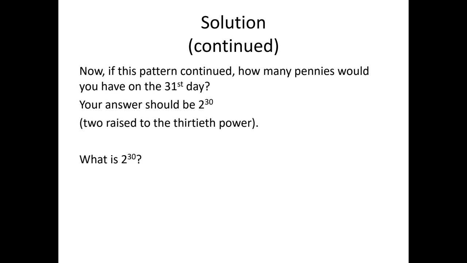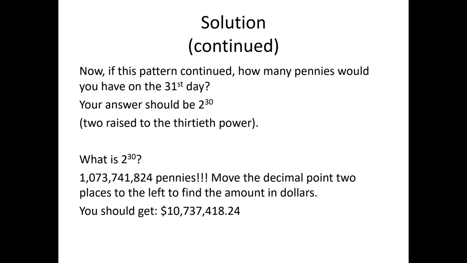So when I do that, what is this value? What is 2 to the 30th power? If I put it on my calculator, I would see that I get this 1 billion or trillion pennies. But again, we're talking about pennies. Let's convert that into dollars. So we need to move the decimal point 2 places to the left. So if you decided to take the penny option, you end up with over 10 million instead of just 1 million.